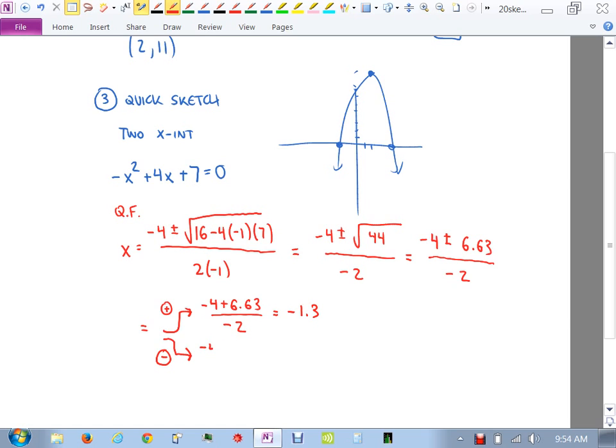Good. Next one is negative 4 minus 6.63 over negative 2. So that's negative 10.63 over negative 2, which is 5.3-ish? Is that right? Okay. You could say 5.31, 5.32, but like we said, our graph isn't that accurate anyway, so we don't want to get bogged down with that too much. So there are our two X-intercepts.